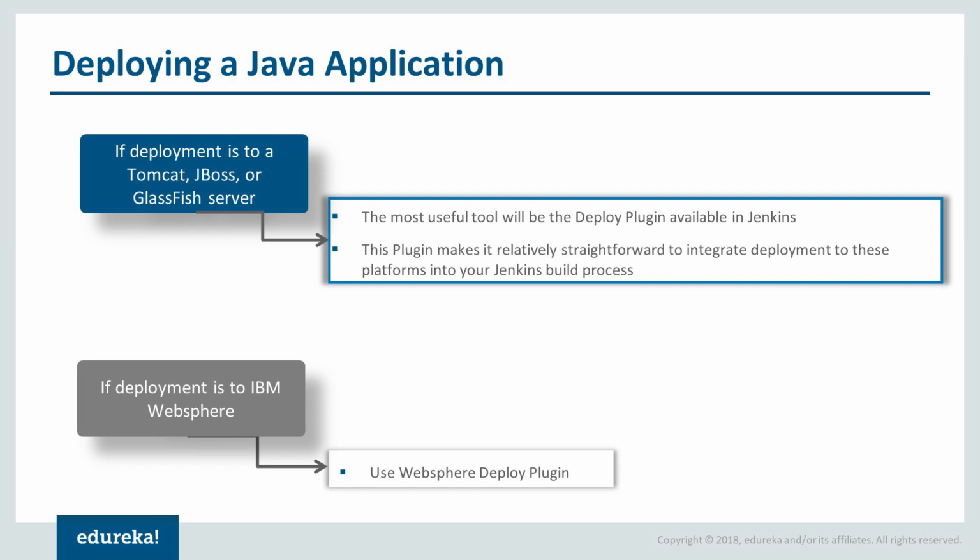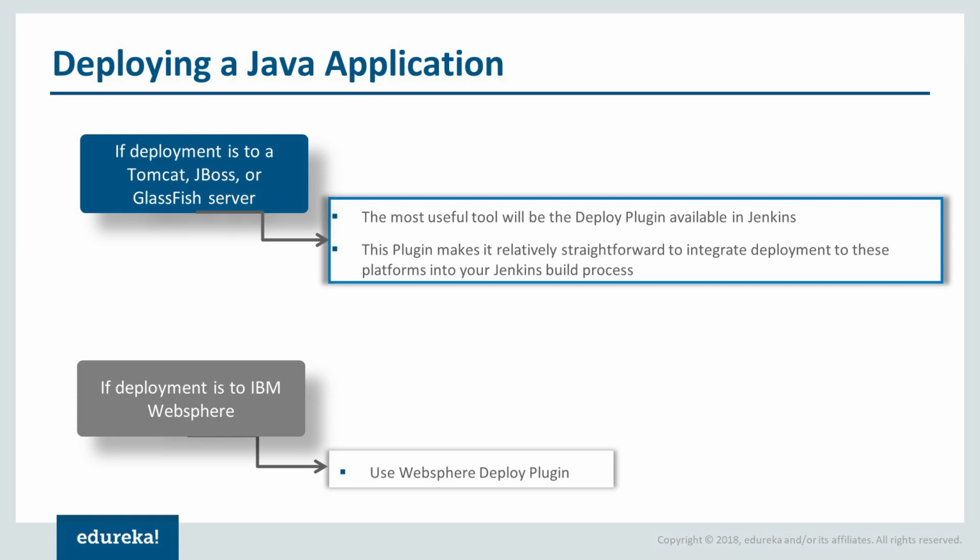You have the deploy plugin, the deploy to container plugin, the WebSphere deploy plugin, the WebLogic deploy plugin. As we have seen, you have plugins for most of the industry standard platforms such as Tomcat, JBoss, Glassfish, WebSphere, WebLogic, all these. So yes, Jenkins makes your task comparatively very easy.